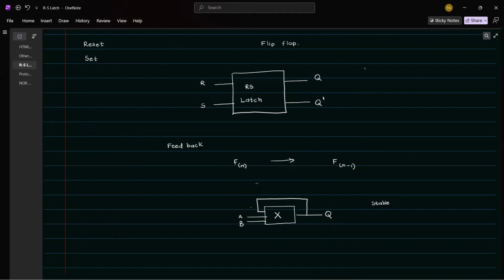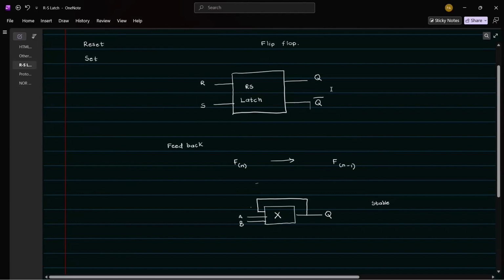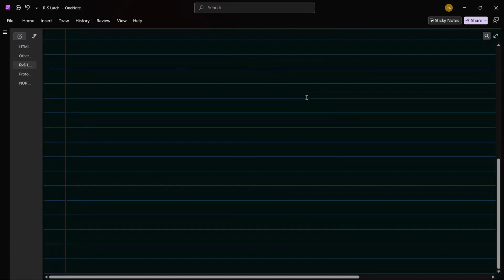We are going to learn how they are fed back in the next few videos. But for now, just remember R and S are the inputs. Q and Q bar, instead of Q dash, let me use Q bar, that will be easier for us to understand, are the outputs, and somehow Q and Q bar are fed back into the system so that they have specific reinforced stable values. Now we can move on to how this is used.